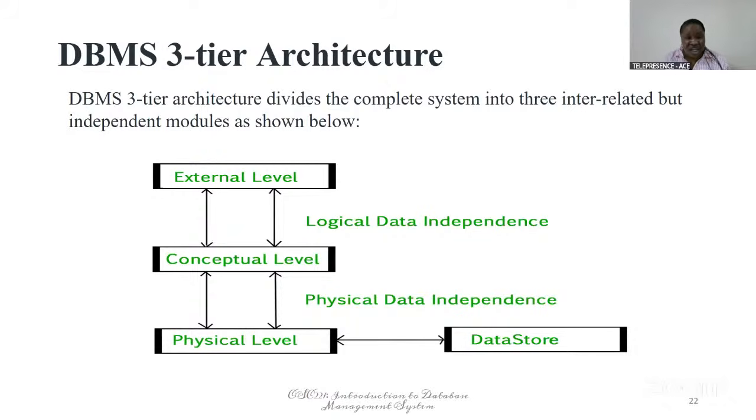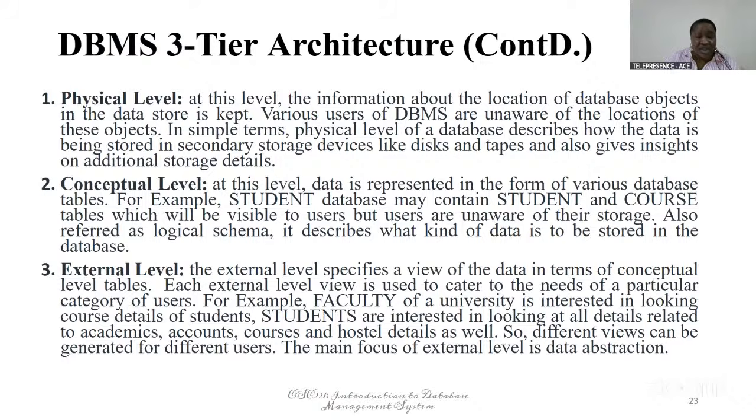So here in slide 23, all those 3 tiers have been talked on. We have examples attached to it so that we can have more knowledge about it. For example, for the physical level, the information about the location of database objects in the data store is kept there. And in the conceptual level, data is represented in the form of various database tables.